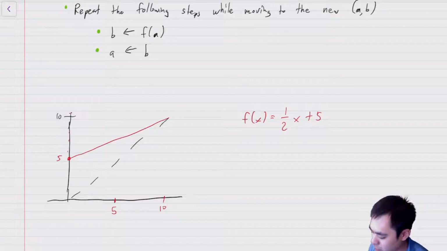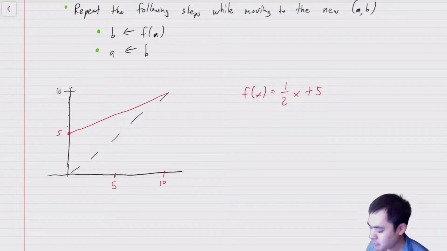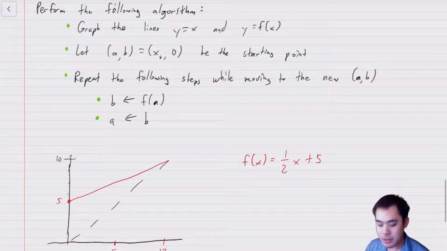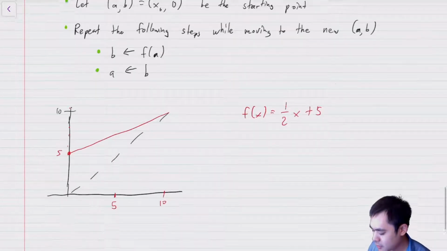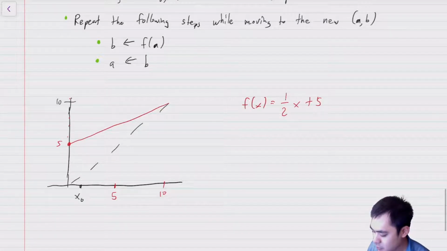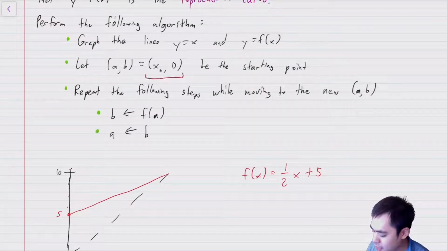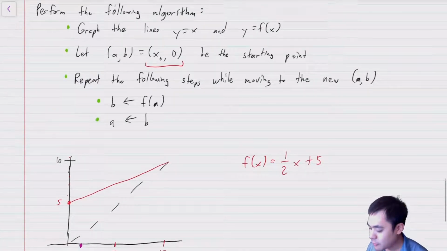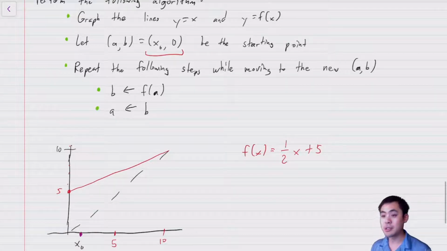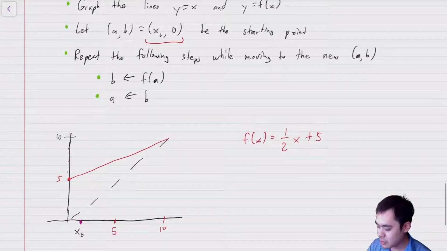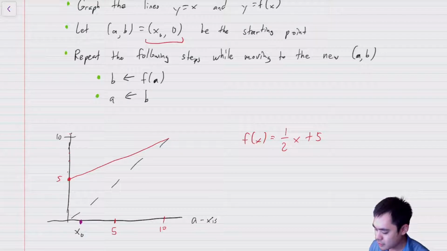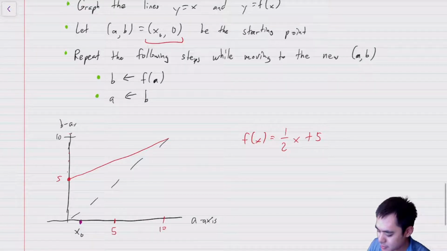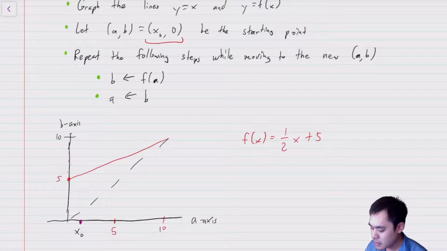And all we're doing with cobwebbing is we're going to start at some initial condition. Let's say that we're starting at some x naught here, at the point x naught, 0. So that's this point right here. Let me do that in purple. So this here is the a-axis, and this is the b-axis. The first thing we're going to do is set b equal to f of a.